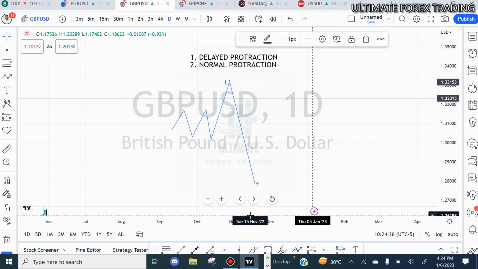Again, this is most likely to occur when your directional bias and institutional order flow is bearish, right? You will most likely see manipulation to the upside, then continuation to the downside, right? And this is the normal protraction as taught by ICT. This scenario happens in the normal protraction.